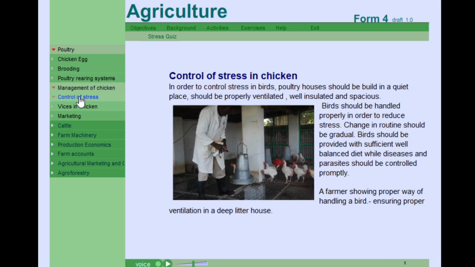Control of stress in chicken. In order to control stress in birds, poultry houses should be built in a quiet place, should be properly ventilated, well insulated, and spacious. Birds should be handled properly in order to reduce stress. Change in routine should be gradual. Birds should be provided with sufficient well-balanced diet, while diseases and parasites should be controlled promptly.